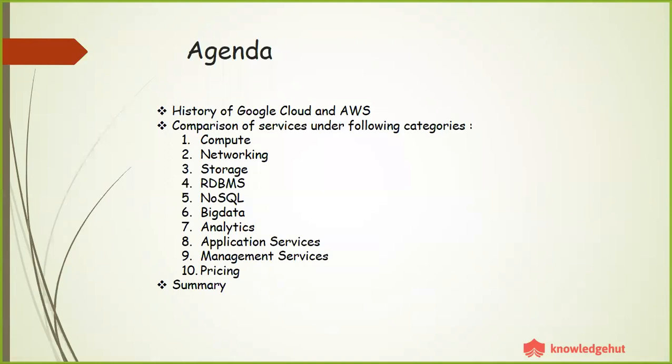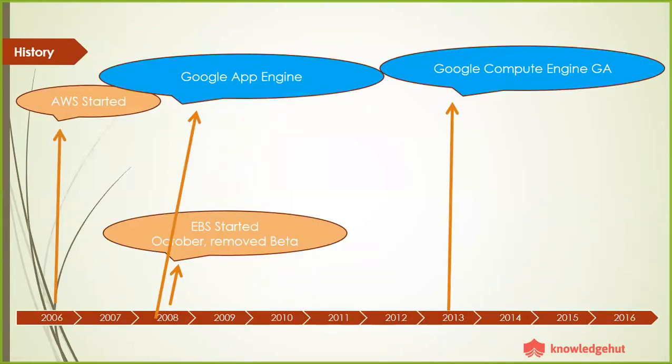That's obvious. So history. AWS was started in 2006. After 2 years, they started giving EBS storage. And in the same year, in the month of October, they removed the beta tag from their services and became a fully production ready service. On the other hand, Google became production ready in their Compute Engine category in the year 2013 only.